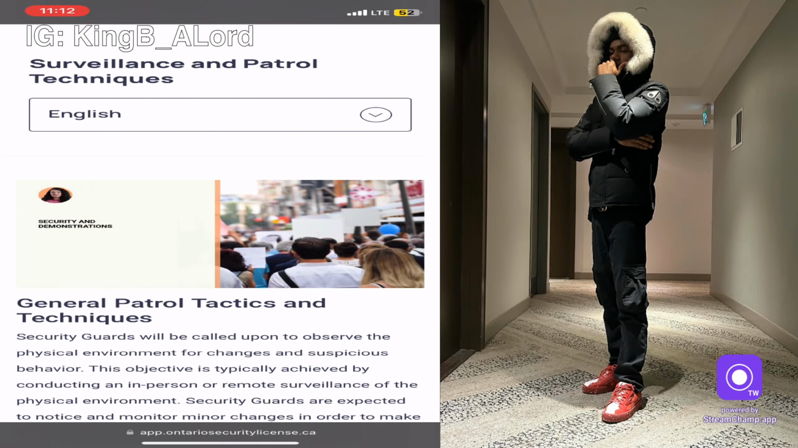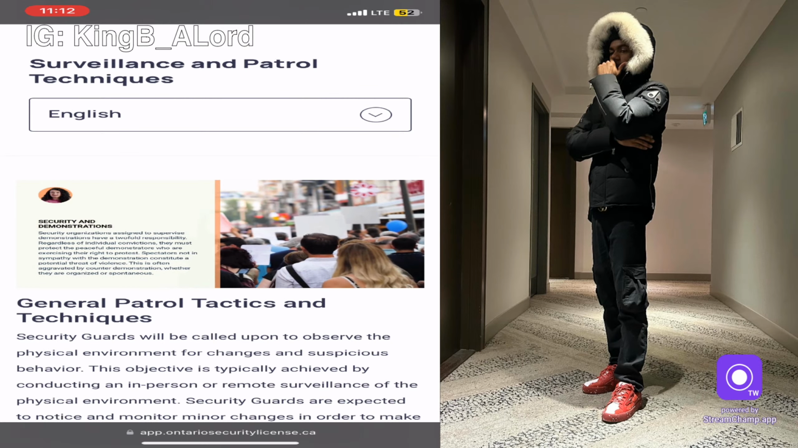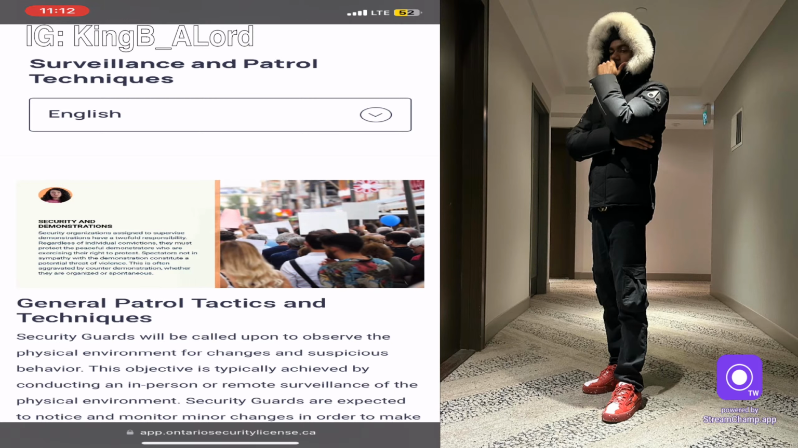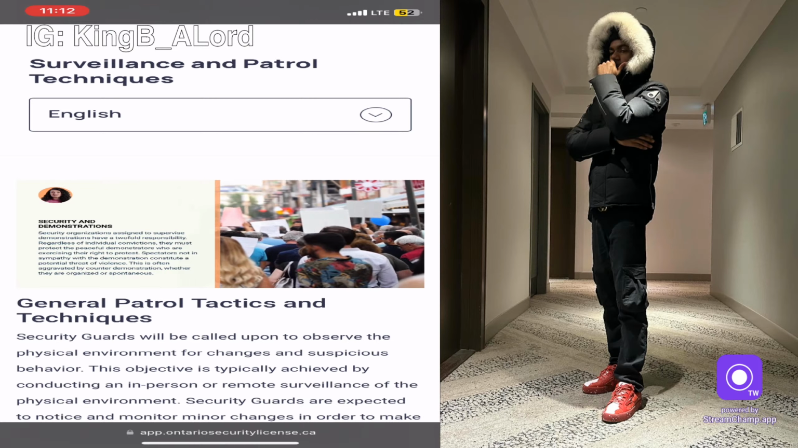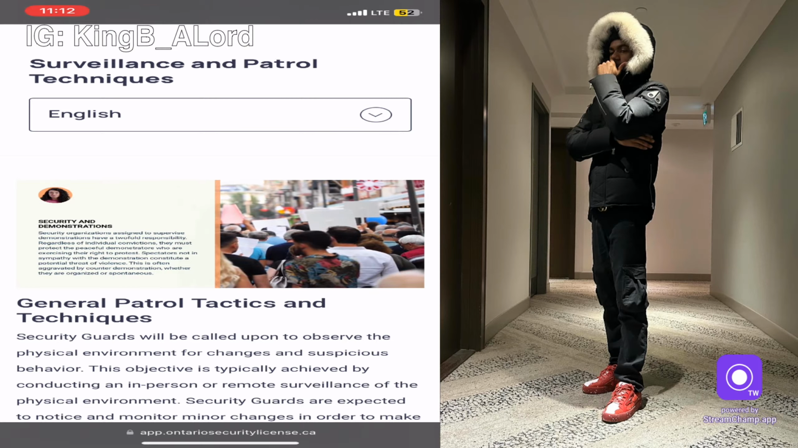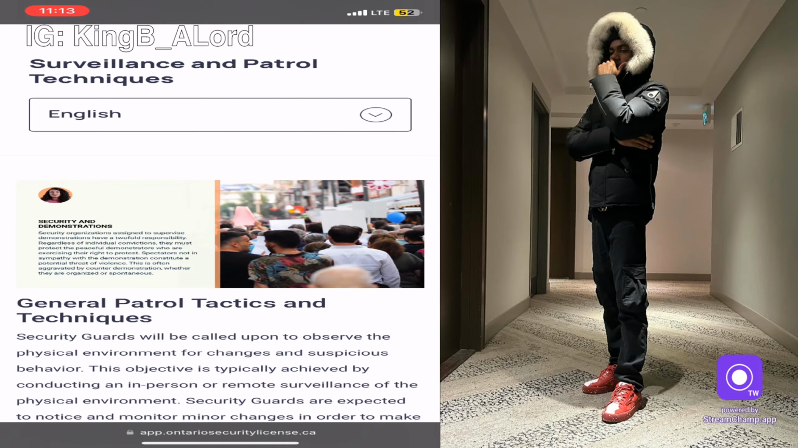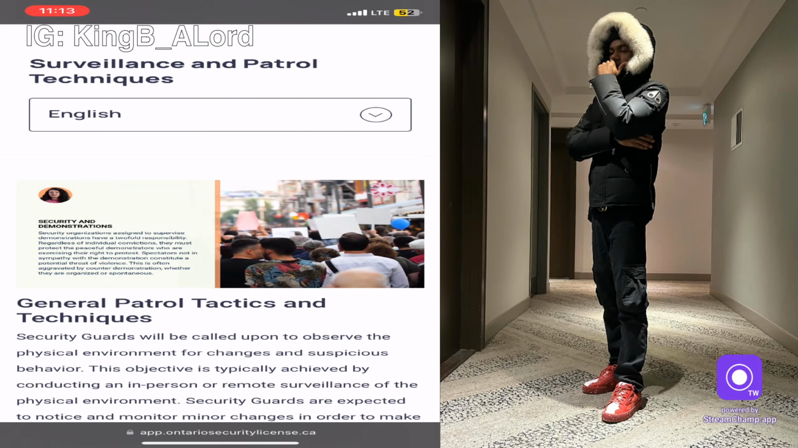Security and demonstrations. Security organizations assigned to supervise demonstrations have a twofold responsibility. Regardless of individual convictions, they must protect the peaceful demonstrators who are exercising their right to protest. Spectators not in sympathy with the demonstration constitute a potential threat of violence.